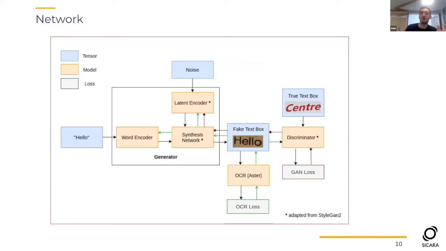So to sum up, on one side, we have the GAN loss to ensure the generated text box looks like a text box. And on the other side, we have the OCR loss to ensure that there is the right text on the image.